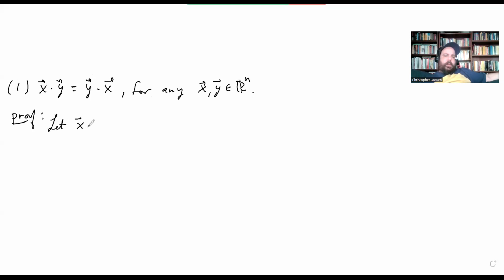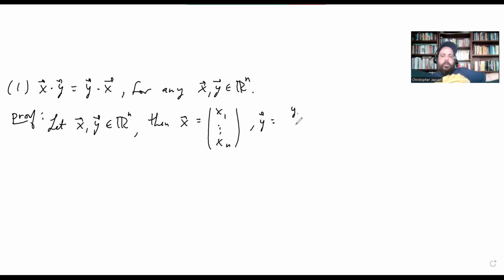So let x, y be vectors in R^n. Then x has components x1 up to xn. y has components y1 up to yn. And if we consider x dot y, the dot product is defined to be x1 y1 plus all the way up to xn yn.